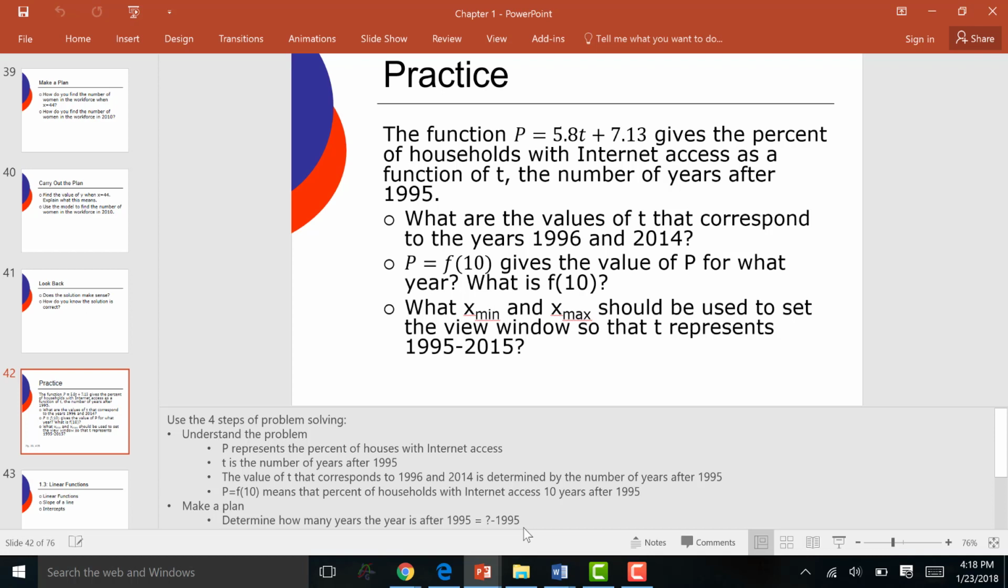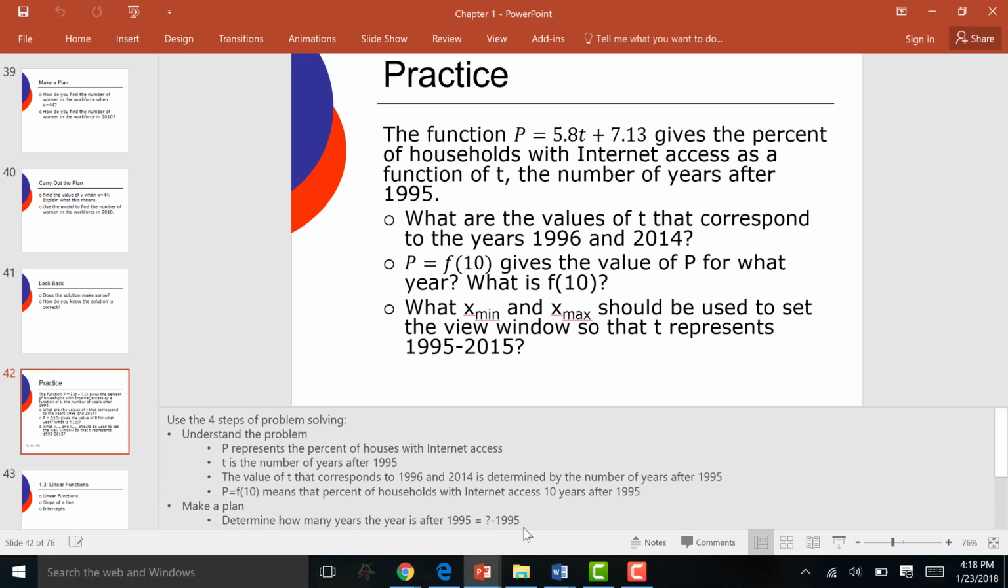All right, question. Did you understand that topic? Generally the topic is what? Household with internet access. Are we talking about the number of households or the percentage of households? All right, so why did they choose the variable P? For percentage. And they chose T instead of X. So can you see instead of X and Y, they chose T and P?